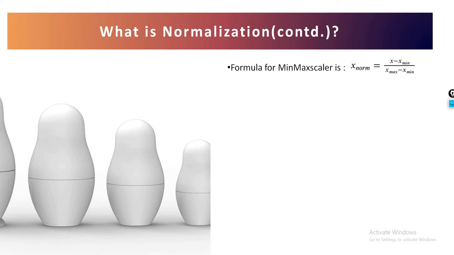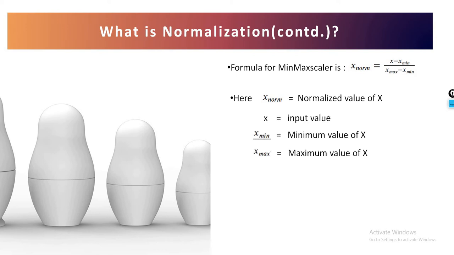The formula for the MinMaxScaler is X normalized is equal to X minus X min divided by X max minus X min. Here X norm is the normalized value of X. Once we have normalized the data, whatever X norm we get is the normalized value of the specific X. Here X is the input data, as we already know. X min is the minimum value of that X data and X max is the maximum value of that X data.